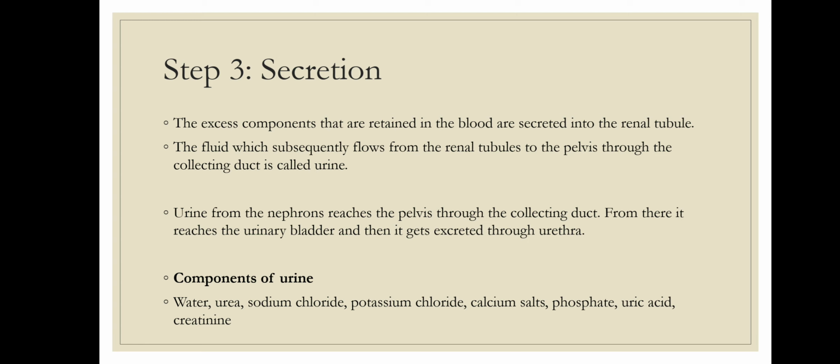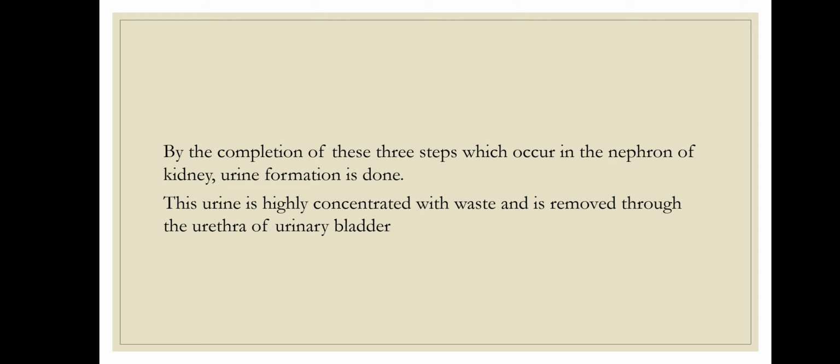This fluid is called urine. Urine reaches the urinary bladder through the ureter and gets expelled out of the body through the urethra. Urine consists of water, urea, sodium chloride, potassium chloride, calcium salts, phosphate, uric acid, creatinine, etc. By the completion of these steps, which occur in the nephron of the kidney, urine formation is done. Urine is highly concentrated and is removed through the urethra from the urinary bladder.